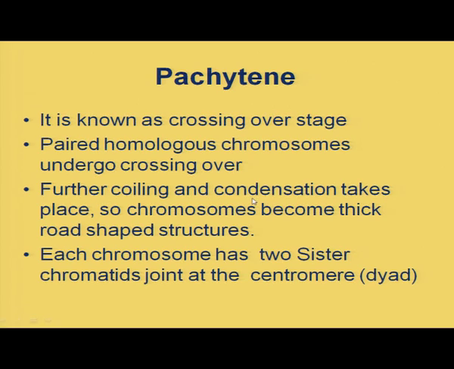Further coiling and condensation takes place. So chromosomes become thick and rod shaped structures. Then here already I have told you each chromosome has 2 sister chromatids. The 2 chromatids of a chromosome, that is known as sister chromatids, and they are joined at the center. So we can call them as dyad.